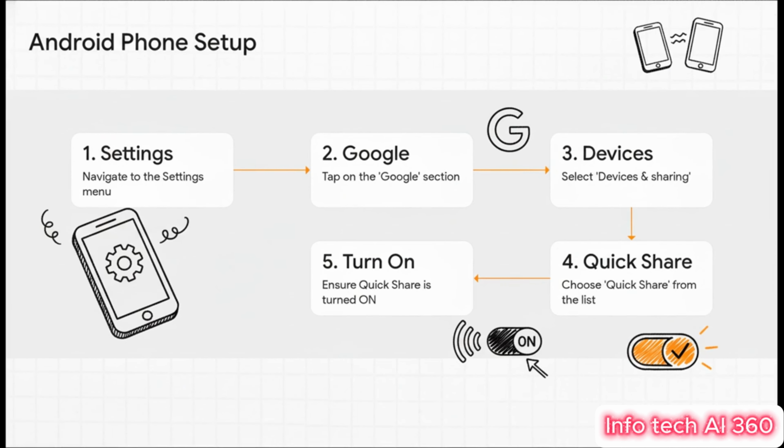Okay, let's get this set up. Go ahead and grab your phone, because this is going to be lightning fast. Just open up your settings, scroll down, and find the Google section. Then tap Devices and Sharing. You'll see QuickShare right there. Just tap it and make sure that little toggle is switched on. And that's it. Your phone is ready to go.